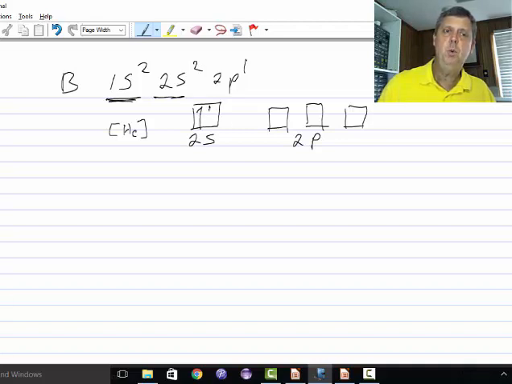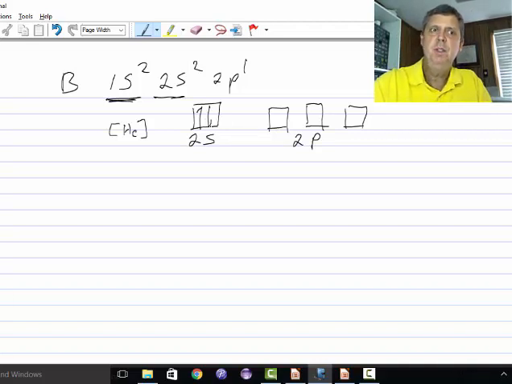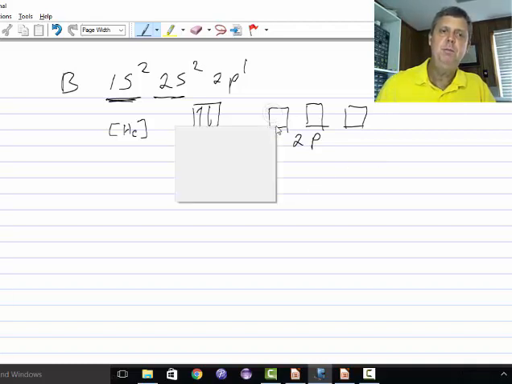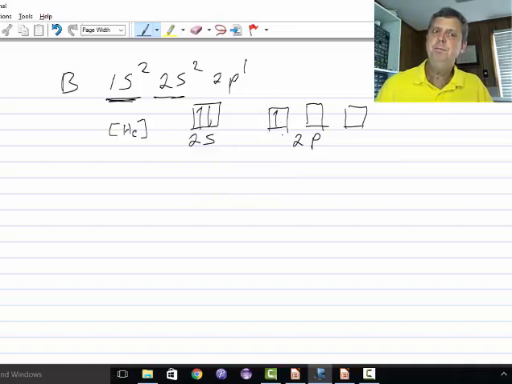1 electron up, 1 electron down. It doesn't matter in which direction the first electron goes. It could be up or down. It's actually all relative. Now I put 1 electron in the 2p, so I put an electron spin going up, and that's it. This is my orbital notation.